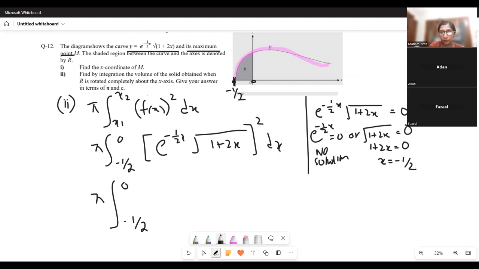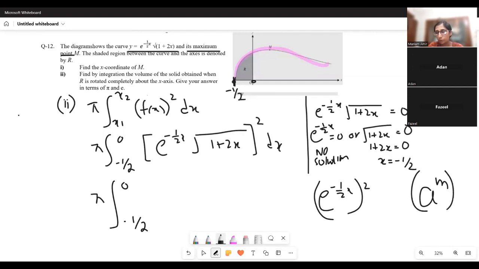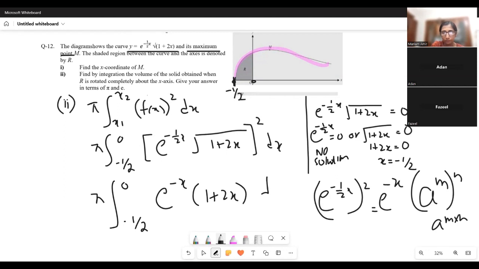Here, when we square e power minus half x, we use the rule of indices: the powers have brackets around them, so that's just m times n. So minus half times 2 is minus 1, so it becomes e power minus x. And when we square the square root of 1 plus 2x, it simply becomes 1 plus 2x.